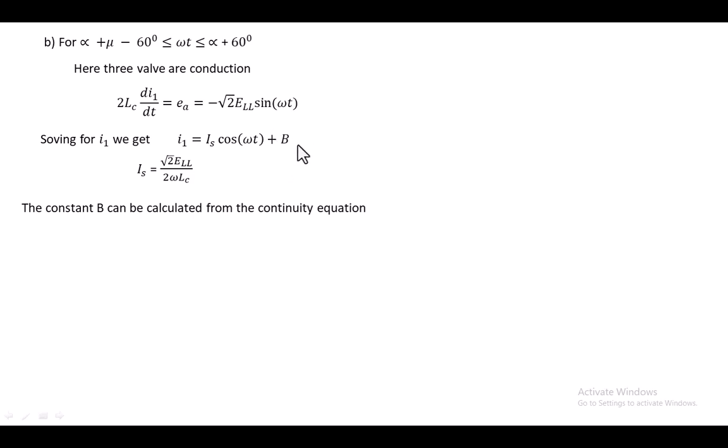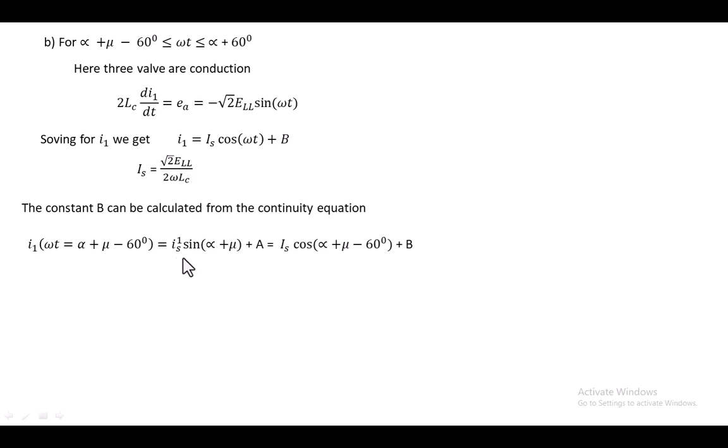Now the constant B can be calculated from the continuity equation. This is the current passing through I1 when the four devices are conducting; I1 is carrying some amount of current, and we have an expression for I1. In the same manner, when three devices are conducting, I1 is also conducting and carrying some amount of current. From the continuity equation, those two expressions are equal, which we make equal here: I1 at omega t equals alpha plus mu minus 60 degrees. At this boundary, this is the equation we got previously, with omega t substituted in that place.